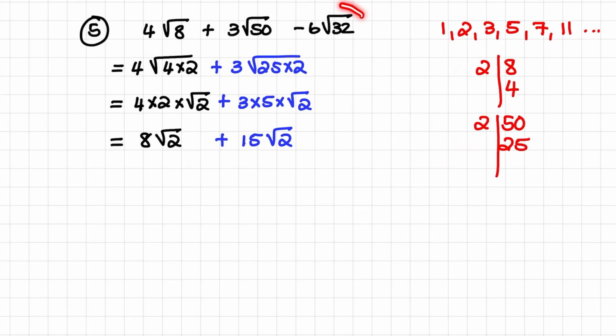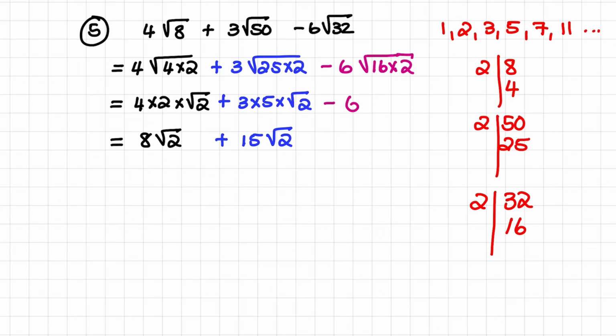And for our last term, we have the square root of 32. So if I simplify 32 and I divide 32 by 2, that is equal to 16, which is a perfect square number. So I can rewrite it as negative 6 times the square root of 16 times 2. And if I simplify further, I have negative 6 times the square root of 16, which is equal to 4, times the square root of 2. And that is equal to negative 24 times the square root of 2.